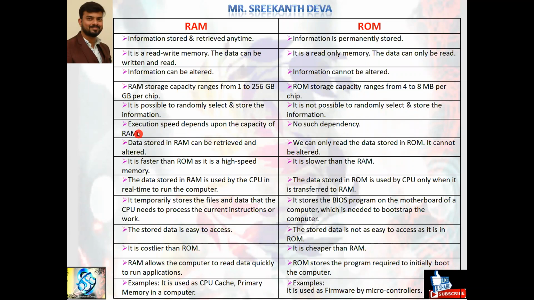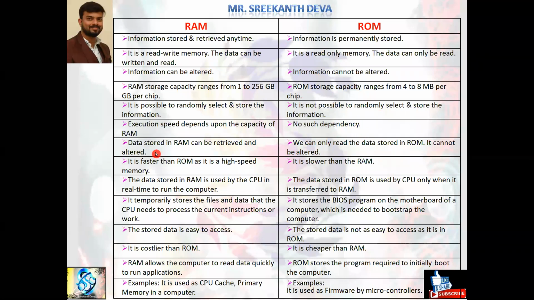Coming to RAM, execution speed depends upon the capacity of RAM, because RAM varies from MB to GB. When you keep increasing the size of the RAM, the storage capacity also increases, and then the speed of execution also increases. Completely, the speed depends upon the capacity of RAM. If you increase the size of the RAM, the performance and speed increase. But in ROM there is no such dependency.